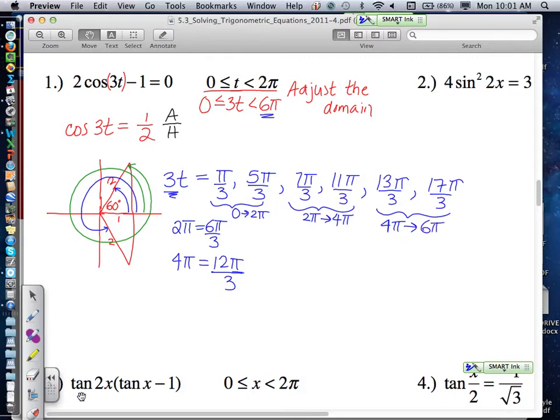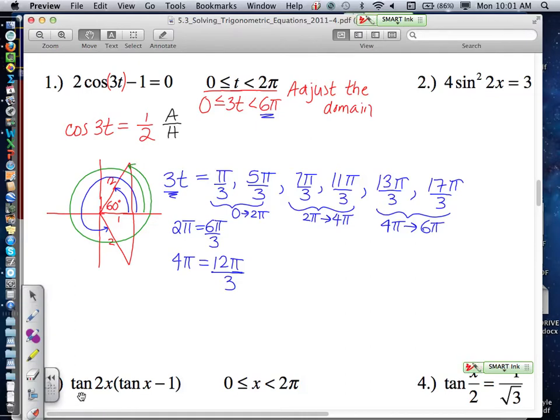Okay, other questions before we go on? Anything else that anyone's confused about what I did so far? Michael: These are all solutions? Yes, these are all solutions for t between 0 and 2 pi and for 3t between 0 and 6 pi. So in the process of solving for t, we had to adjust the domain and solve for 3t.